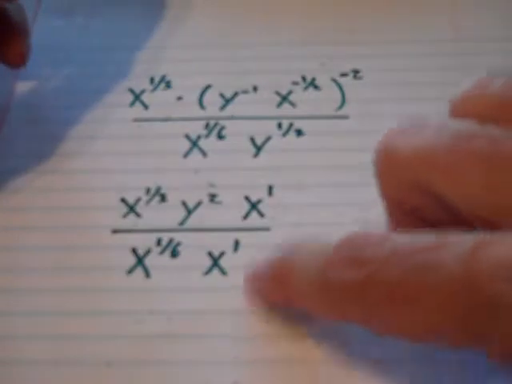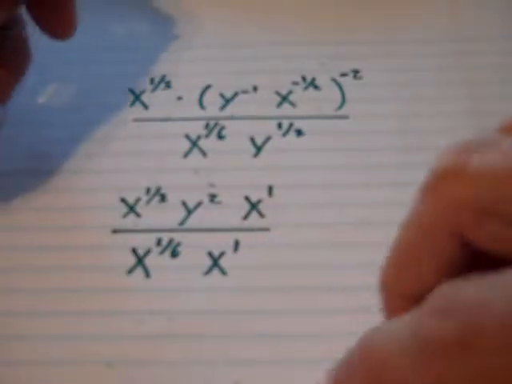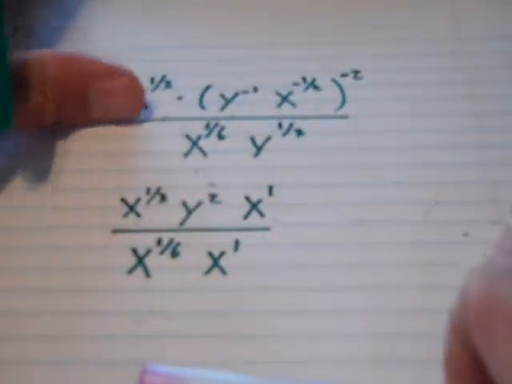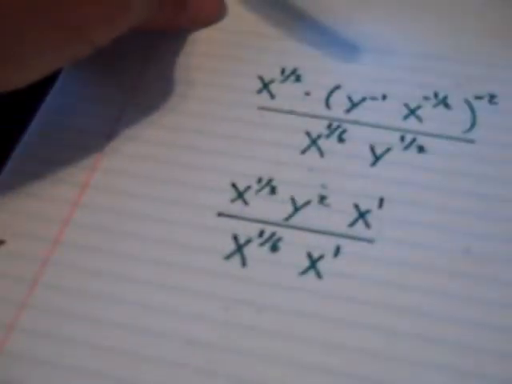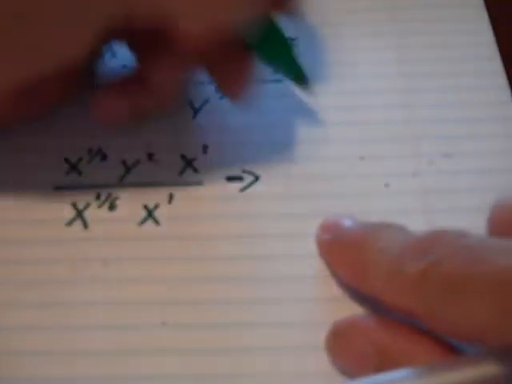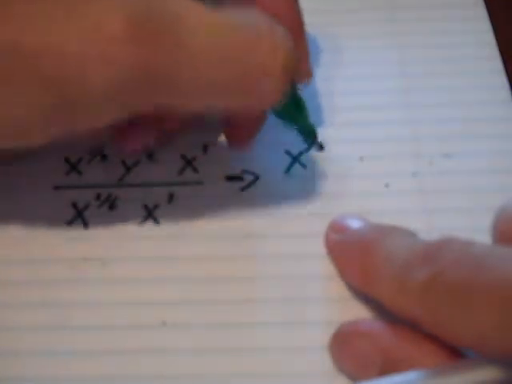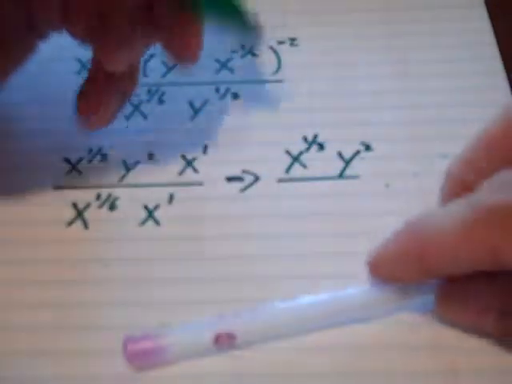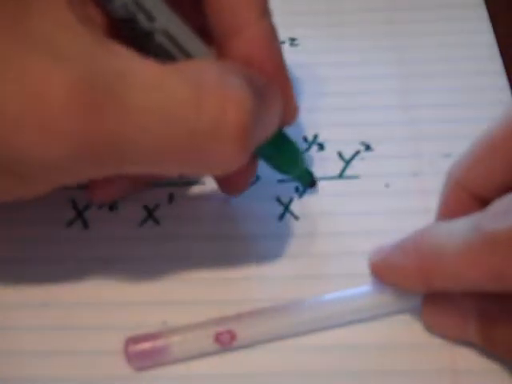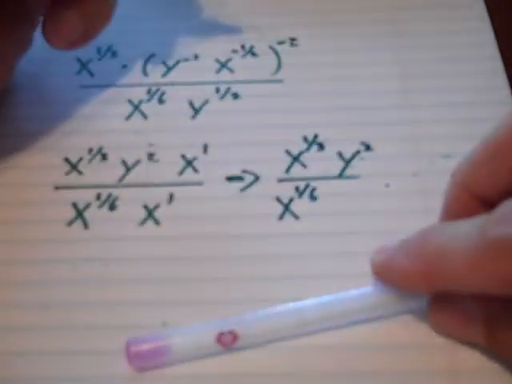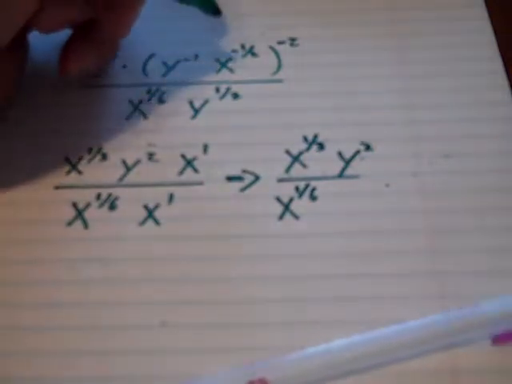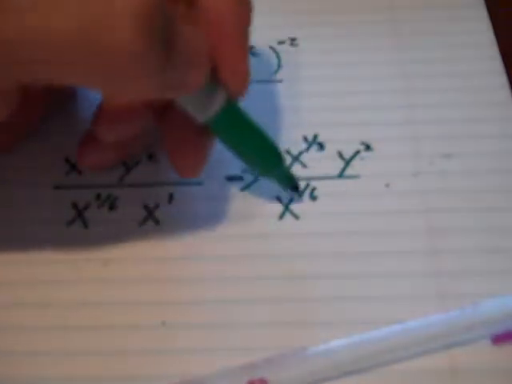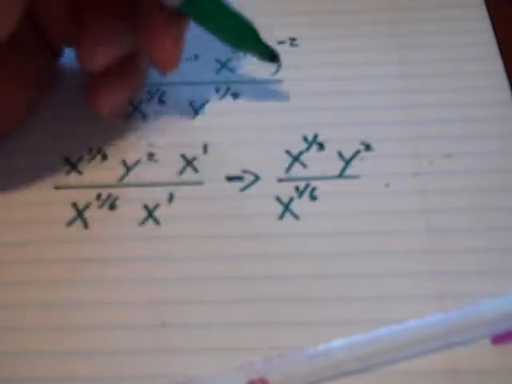Well, guess what? X to the first, both in the numerator and the denominator, cancel out, which is great because we can now rewrite it as x to the 1/3 times y squared all over x to the 1/6, and that's it. Now the question becomes, how do I get rid of the fractional exponent in the denominator?